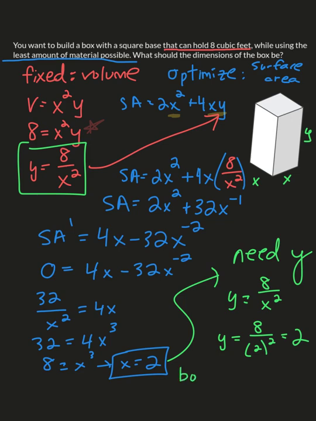So in this specific example, to optimize the amount of material that we're using, the box ends up being a cube. It's 2 feet by 2 feet by 2 feet. And you can check that it makes sense. 2 times 2 times 2 gives us 8, which is the volume that we were looking for.